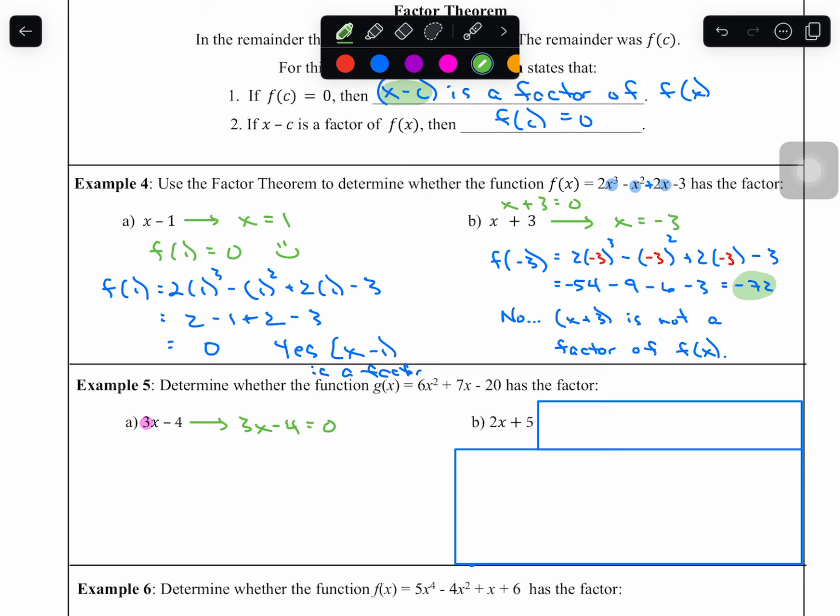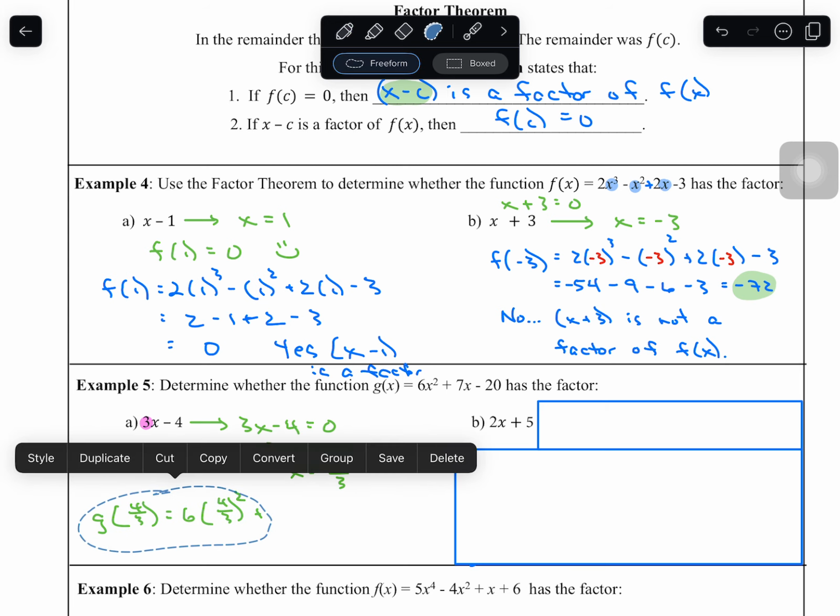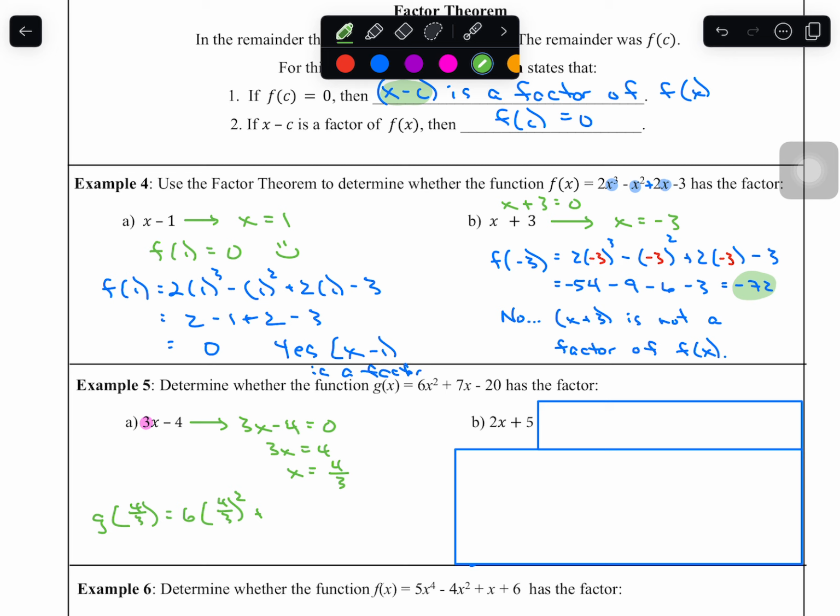So if I set that equal to 0 and I solve that, that would be 3x equals 4. Divide both sides by 3. I need to plug 4/3 into that function. So I am going to see what g of 4/3 is. When I plug that in, I am definitely going to use my calculator because we have access to it, so I might as well. I could, if I wanted to, do the math, but that's going to be a really long video.